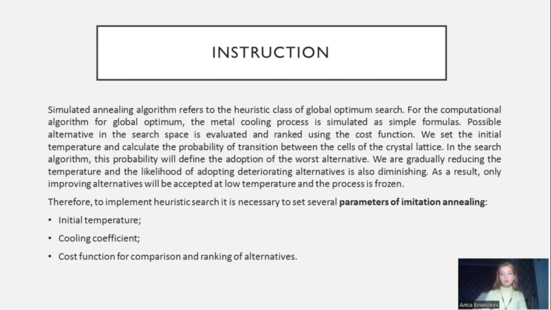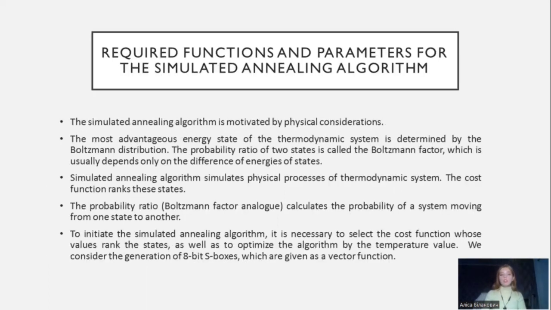Therefore, to implement heuristic search, it is necessary to set several parameters of simulated annealing, which are initial temperature, cooling coefficient, and the cost function for comparison and ranking of all alternatives. The simulated annealing algorithm is motivated by physical considerations. The most advantageous energy state of the thermodynamic system is determined by the Boltzmann distribution. The probability ratio of two states is called the Boltzmann factor, which usually depends only on the difference between the energies of states. Simulated annealing algorithm simulates physical processes of thermodynamic system. The cost function ranks these states.